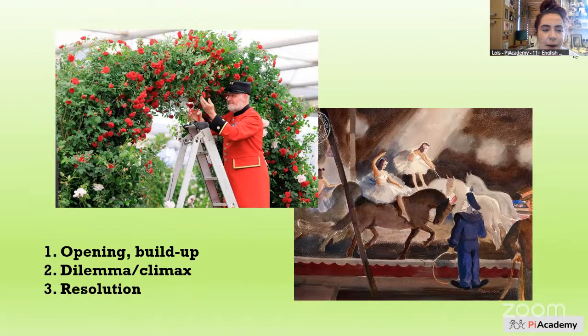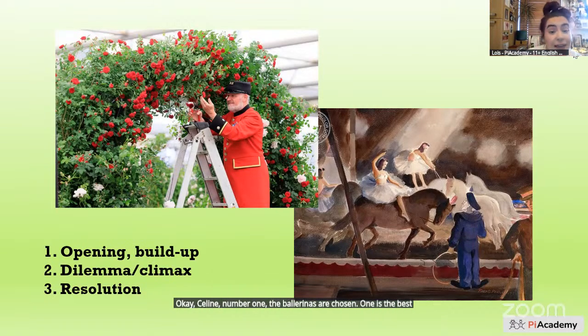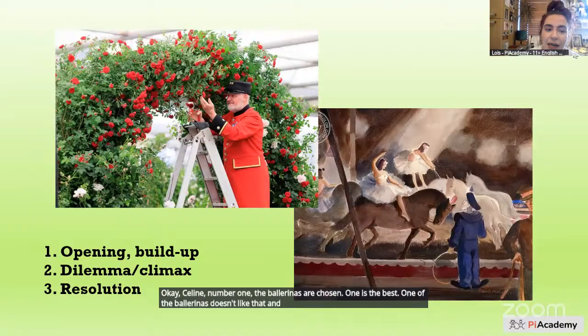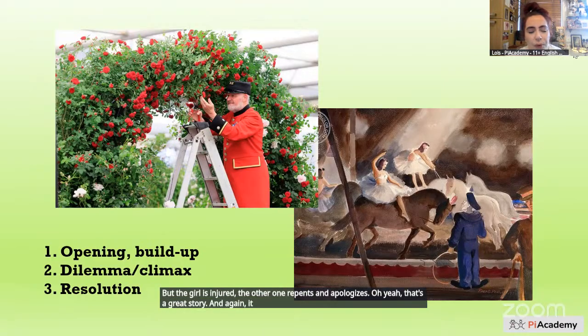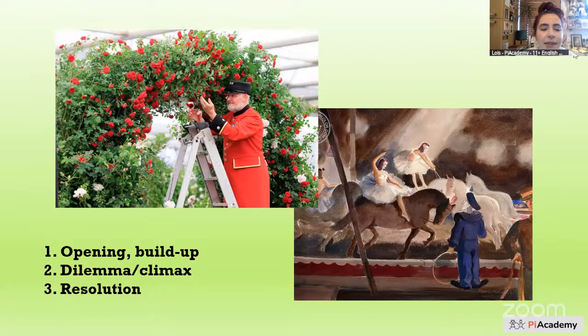Okay, Celine, number one, the ballerinas are chosen. One is the best. One of the ballerinas doesn't like that and releases the horses to embarrass her. But the girl is injured. The other one repents and apologizes. Oh, yeah, that's a great story. And again, it has a good message for the reader. Okay, excellent.